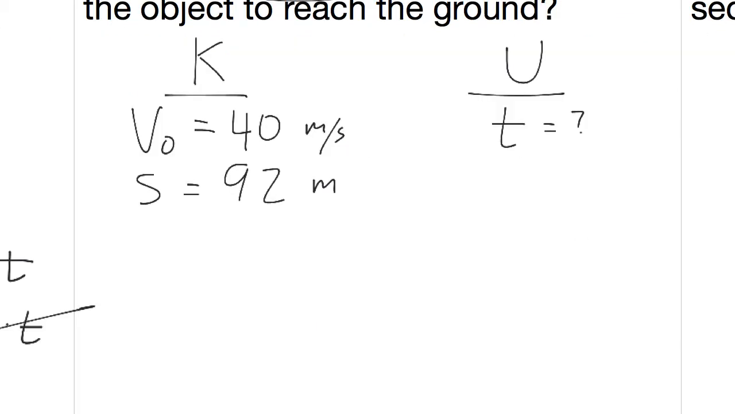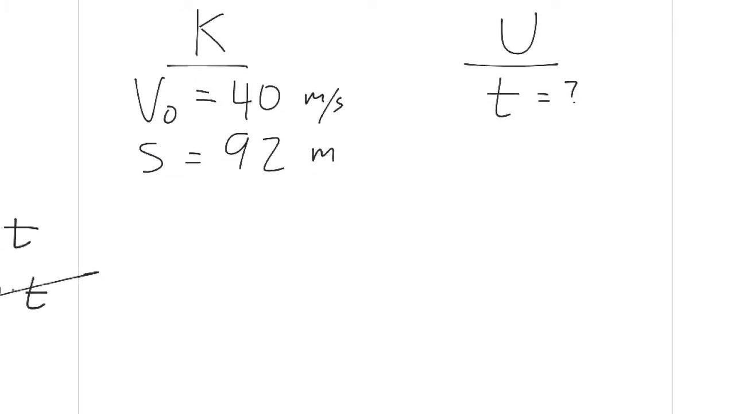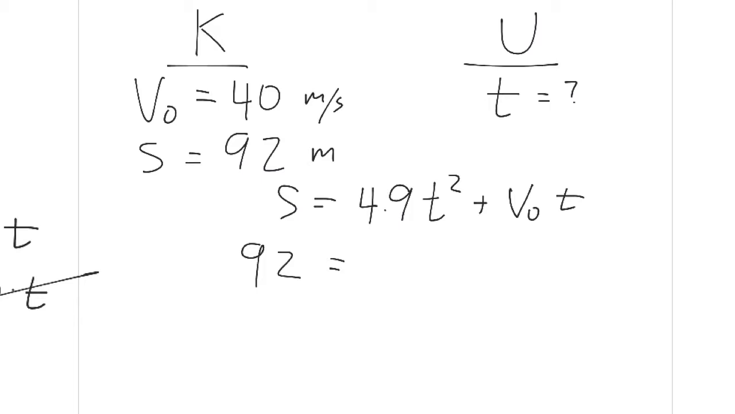We're going to use the same equation. Because we're working in meters, we use the 4.9 version. S equals 4.9t squared plus the initial velocity times t. And then we're going to fill in the knowns. 92 meters, 4.9t squared plus 40t. Now, if you want to solve this, it's a quadratic equation.